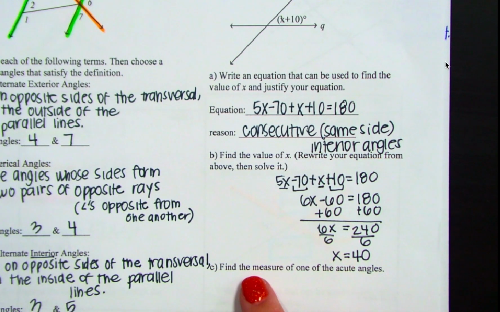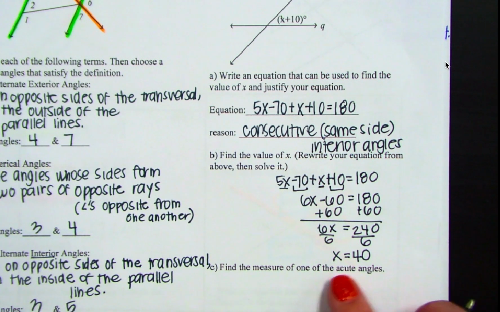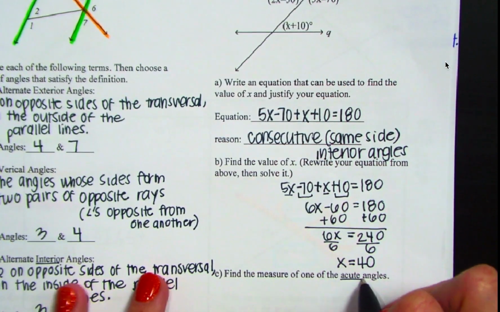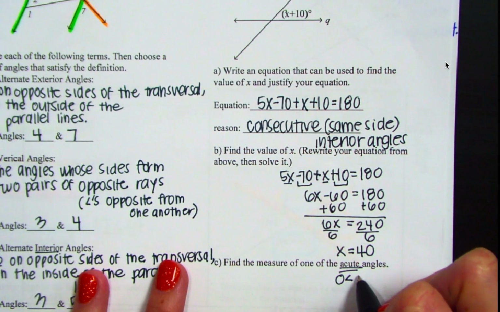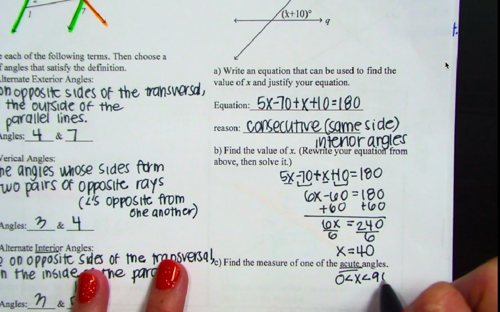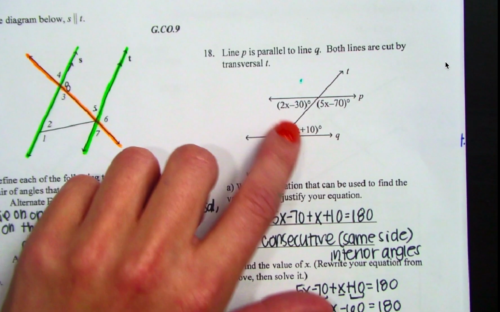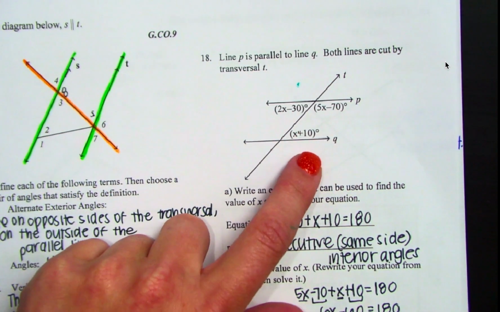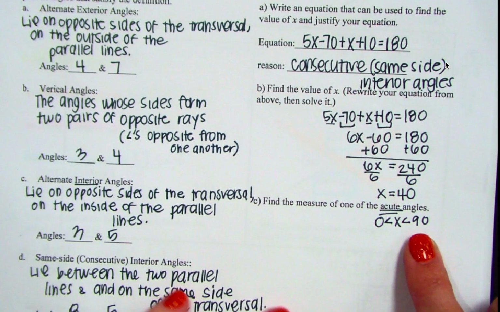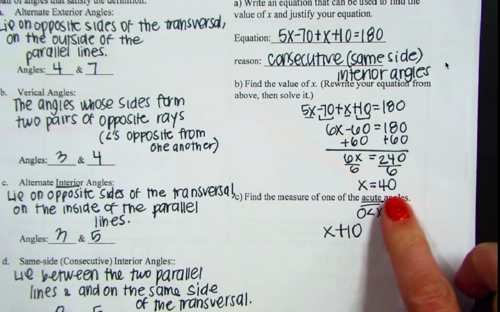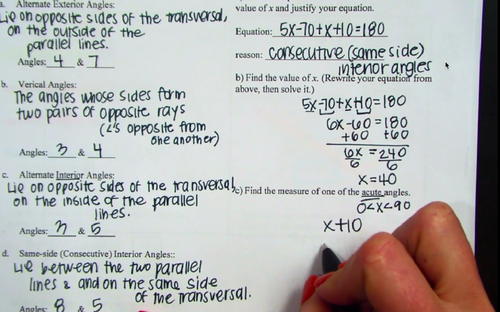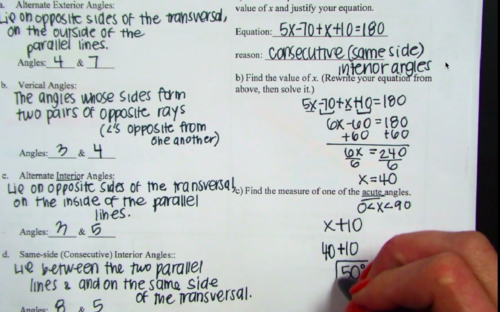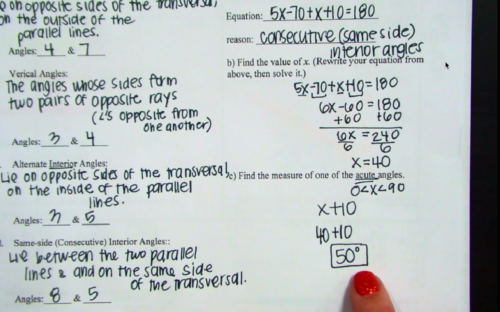Now I'm going to find the measure of one of the acute angles. So I'm going to plug in 40 for an acute angle. An acute angle is an angle that is greater than 0 but less than 90 degrees. So we're looking for an acute angle, and that would be right here at x plus 10. You could plug it in for 2x minus 30, but I think x plus 10 might be a little easier. So x plus 10, and I'm going to replace x with 40, which I found over here. 40 plus 10 is 50. So one of those acute angles, all of the acute angles, are 50 degrees.